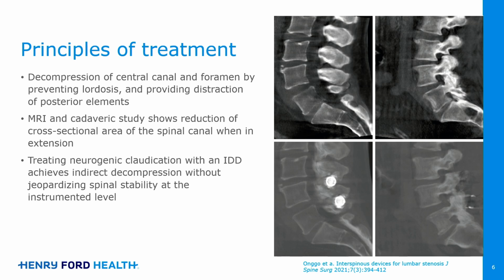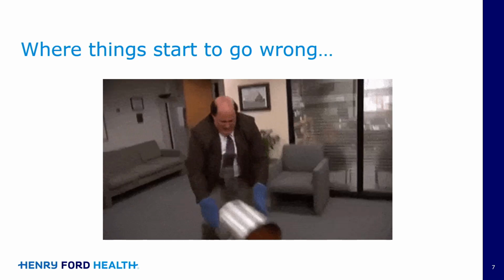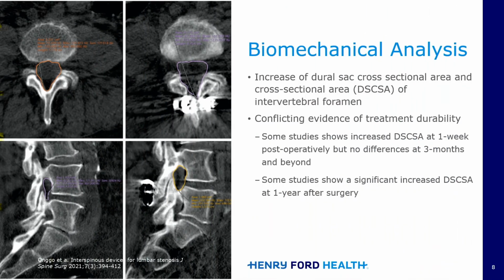When you see a patient with neurogenic claudication, what do they do to help alleviate their symptoms? They flex forward. So essentially, when you put in an interspinous device, you are permanently fixing someone in that posture to help with their lumbar stenosis symptoms. The idea is to achieve an indirect decompression without jeopardizing spinal stability at the instrumented level. At least that's the idea. But this is where things start to go wrong. So what exactly happened here?